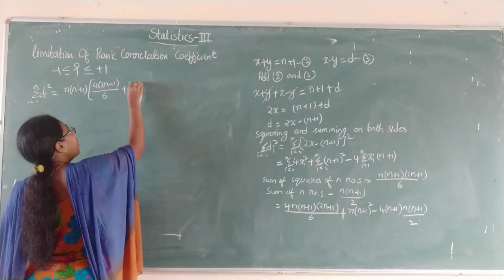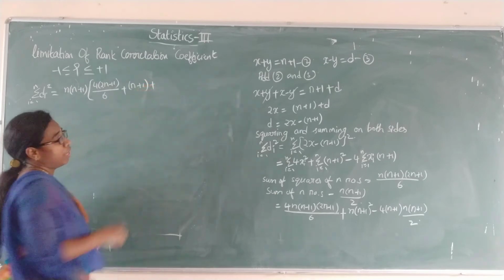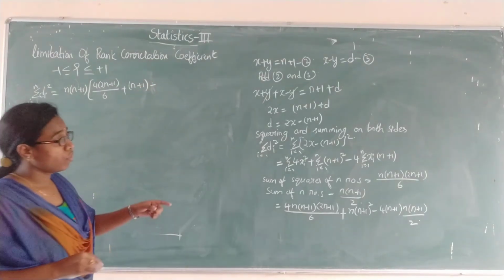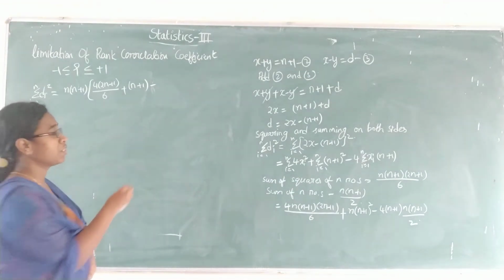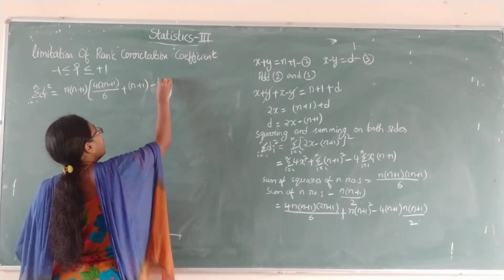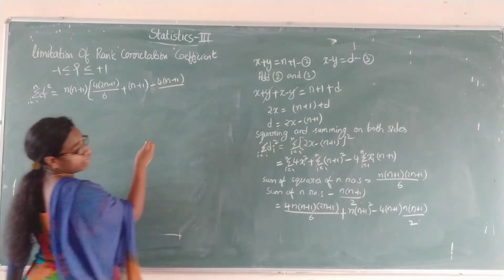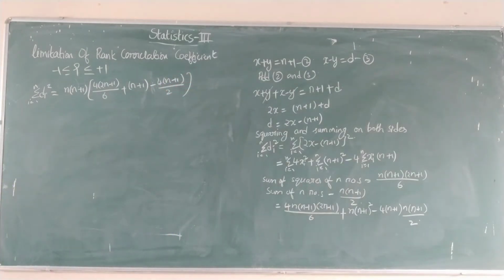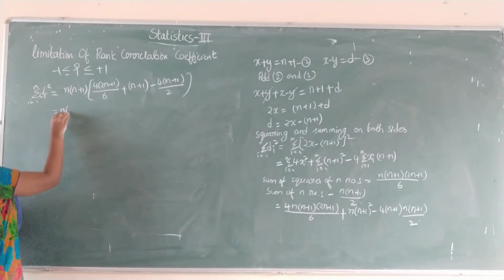So you will have here n plus 1, minus the last value. N into n plus 1 is common. So you get 4 into n plus 1 by 2. Now solve this one. First take the LCM. What is the LCM? The LCM of 6 and 2 is 6.